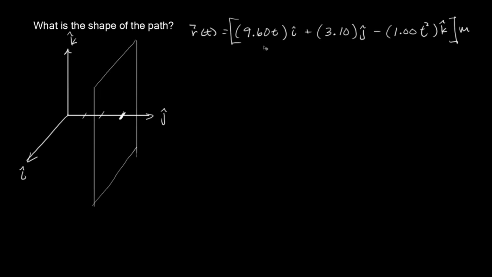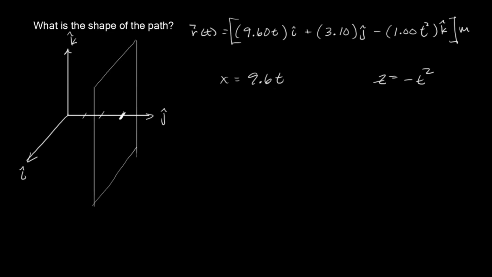So since this represents the x direction, we could just write this as x is equal to 9.6t. And since this is held constant, we've already got that taken care of. Then we're only really dealing with x's and z's. So if that's the case, we can write this as z is equal to negative t squared. I think you guys are okay with that, right?